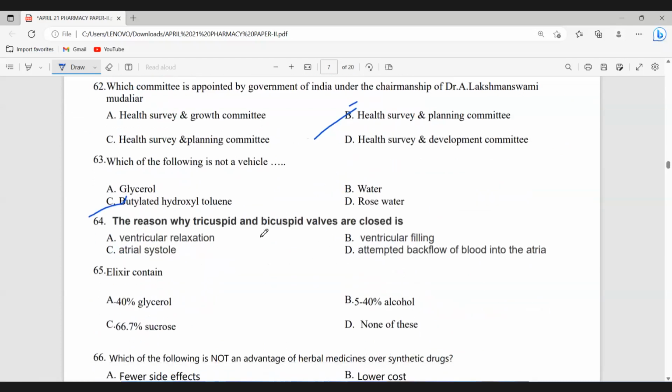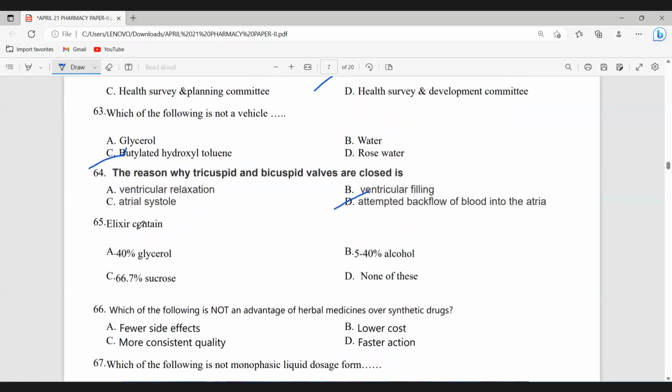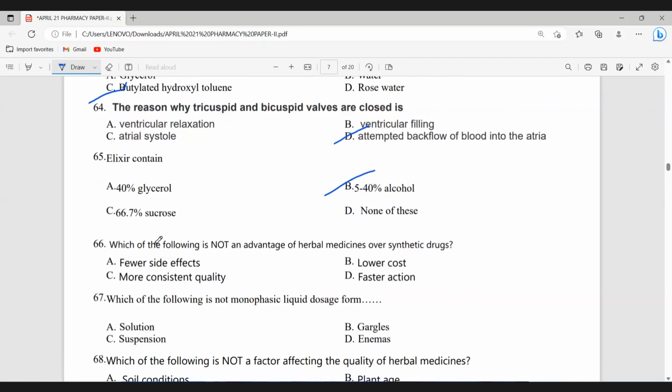Then 64. The reason why tricuspid and bicuspid valves are closed. This is my answer, and I have written the explanation for you as well. Yes, to prevent backflow of blood to the atria. Then 65. Elixir contains 5 to 40% of alcohol. Then 66. Which of the following is not an advantage of herbal medicines over synthetic medicines? Faster action is not there for us. It will show slow activity.